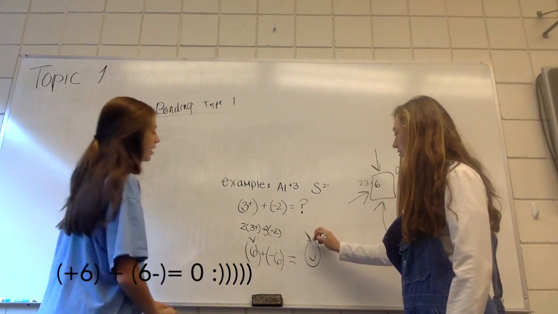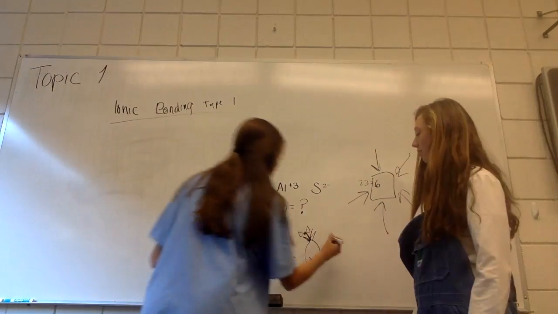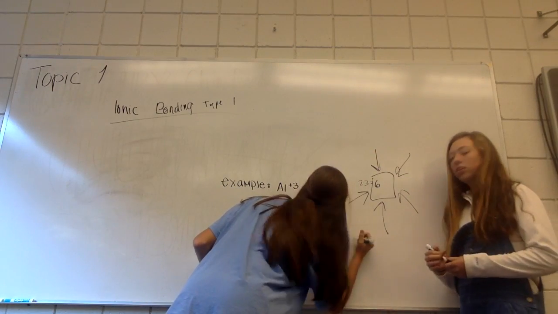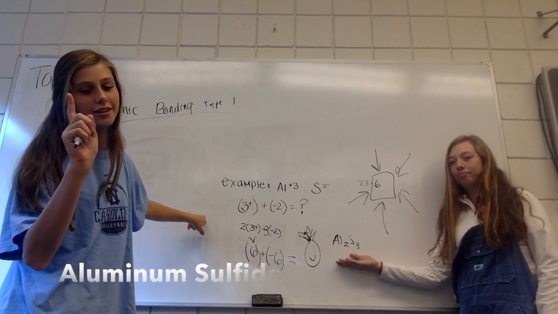They're going to transfer to each other and become one happy compound, and it's going to look like Al2S3, which would be aluminum sulfide. Keep in mind, kids, it's -ide and not -er.